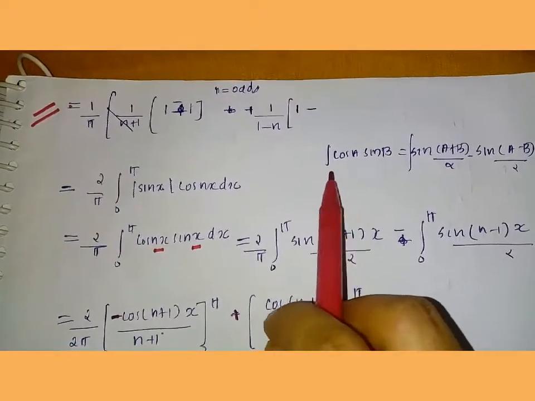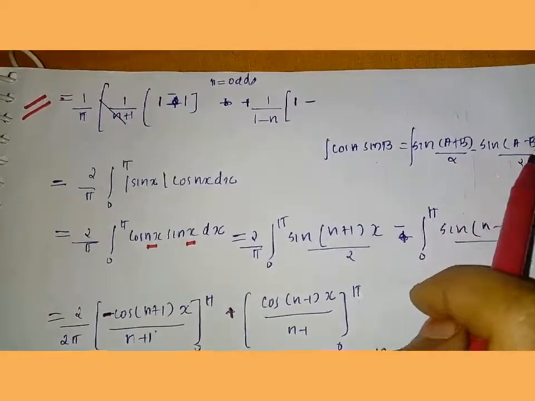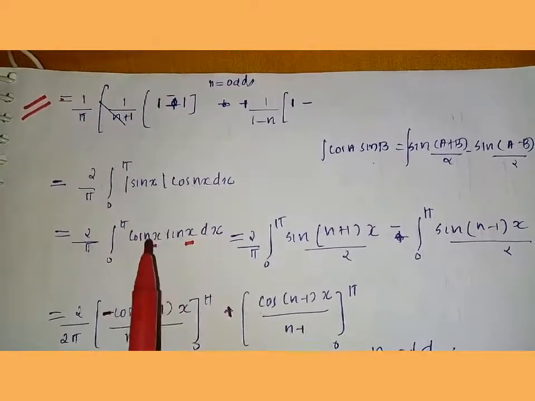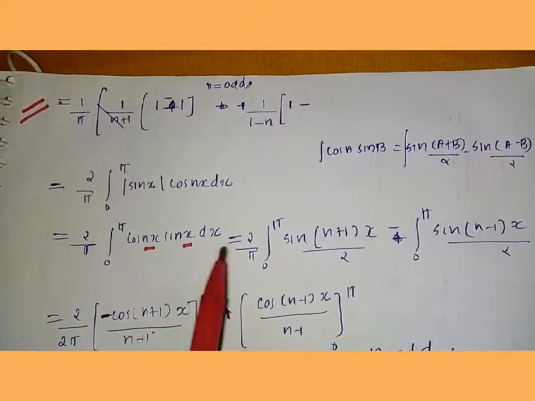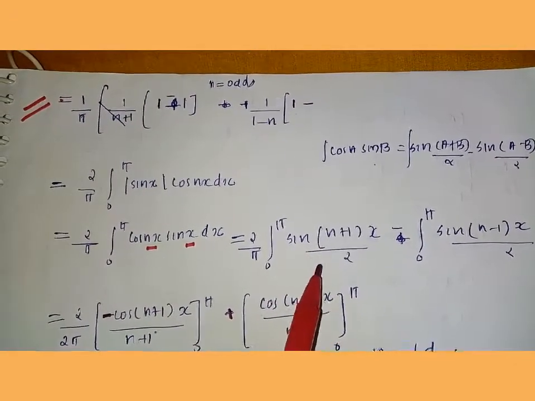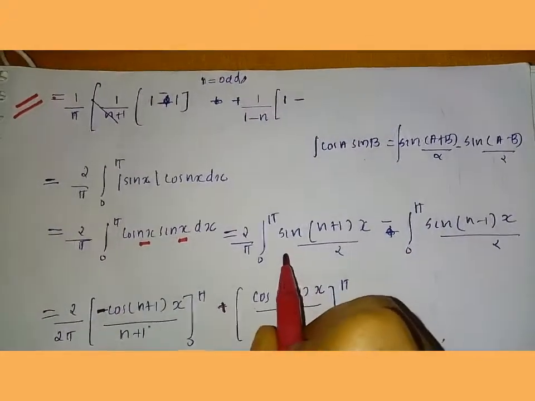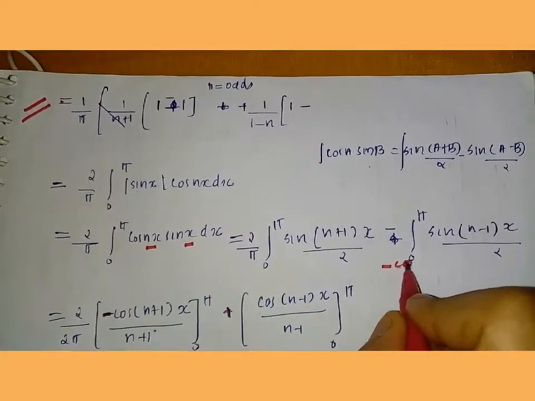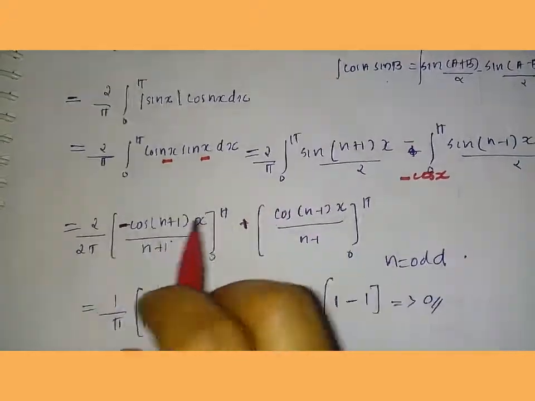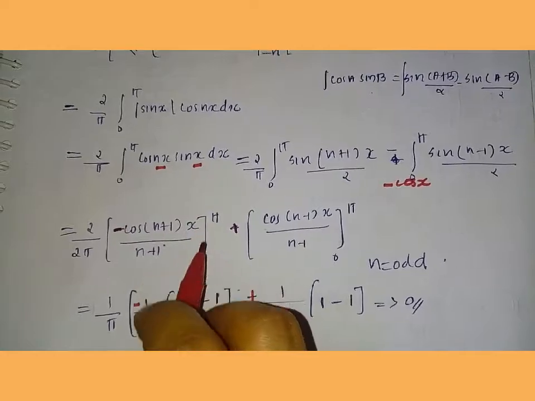We have the form, that is integral cos a sin b, that is sin of a plus b by 2 minus sin of a minus b by 2. So we use the formula here. So we have a as n and b as 1. So we have the form, that is sine of n plus 1 x divided by 2 minus sine of n minus 1 x by 2. After integration, we know that sine x integration is minus cos x, and we have the form here, that is minus of cos of n plus 1 x divided by n plus 1, integrated from 0 to pi.